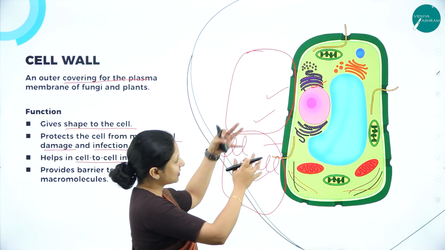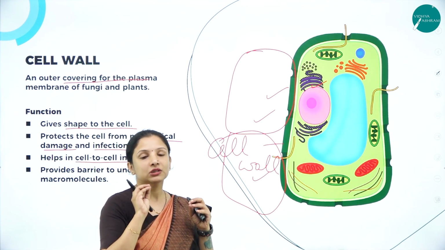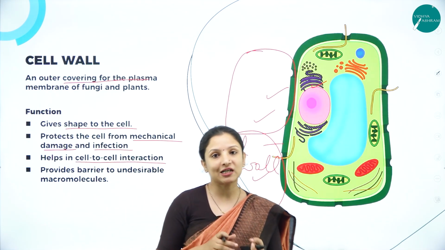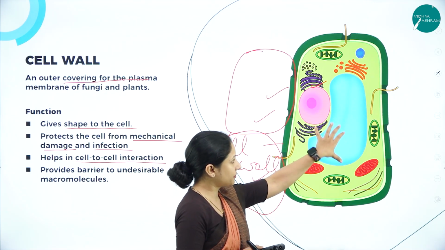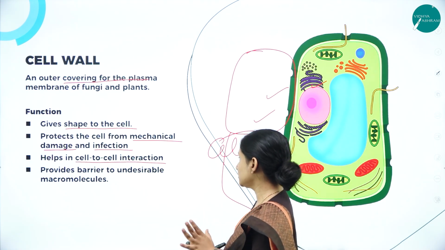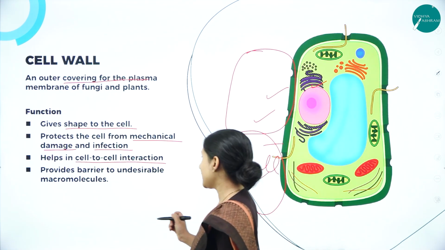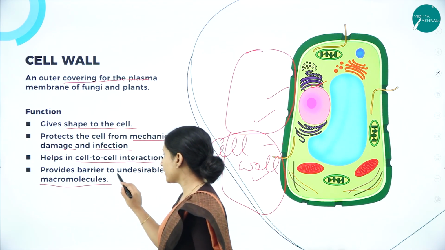So each of the cells, which are neighboring cells, have to interact with each other. For that, the cell wall is very important, because transport of substances has to take place from this cell to the neighboring cell and all that. For that cell to cell interaction, the cell wall is very important.